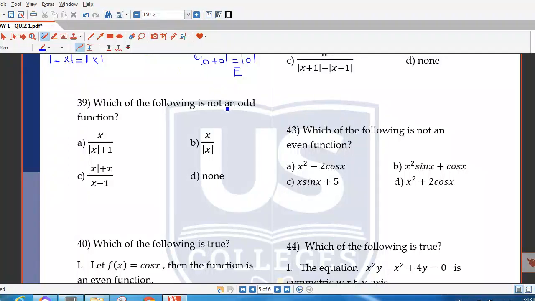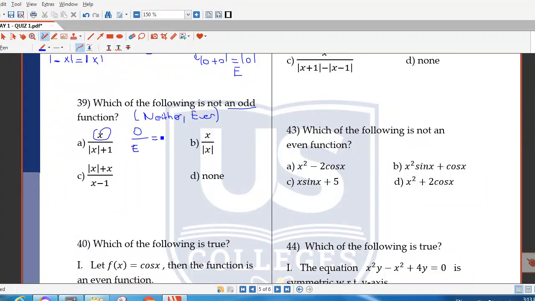Question 39. Which of the following is not an odd function? Not an odd function can be the case of neither, I mean none of them. It can also be the case of an even function. Don't forget the property of the absolute value of x. x is itself odd, and the absolute value of x is even.